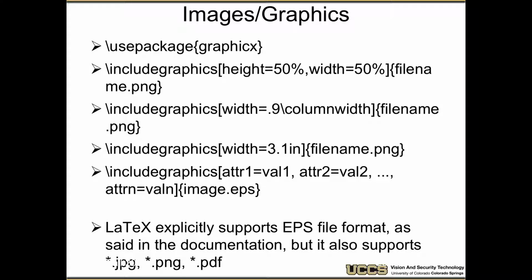The 0.9 is literally a multiplier. If I put two numbers next to each other inside a TeX command, it multiplies them. So column width is how wide my column is. This says give me 90% of the column width. And that means my figure is scaled. If I change from a single column format to a double column format, it automatically scales everything.